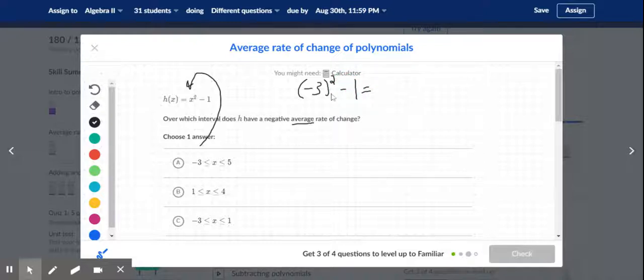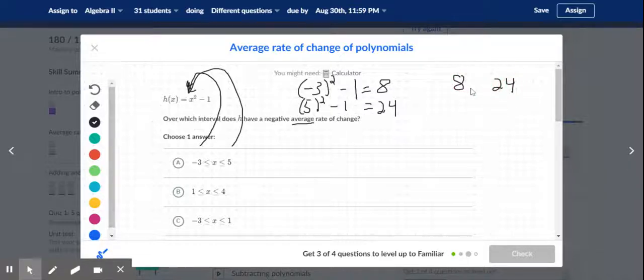That gives me -3 squared is 9, and 9 minus 1 is 8. I'm also going to plug in 5 separately. So I get 5 squared minus 1 is 24. I'm going to take those two numbers and put them in order. So 8 and 24. Then I'm going to subtract them.